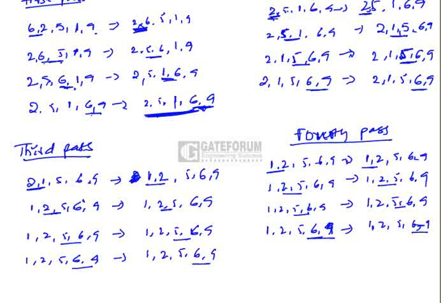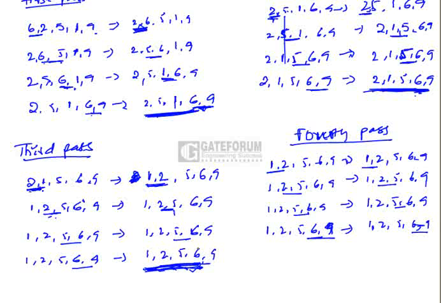In the second pass, first and second elements are compared and they are not swapped because they are already in order. At the end of the second pass, this would be the array and this would become the input for the third pass. In the third pass, first and second elements are compared and they are swapped, because 1 is less than 2. Next, second and third elements are compared and they are kept as is because they are already in order. At the end of the third pass, this would be the array.